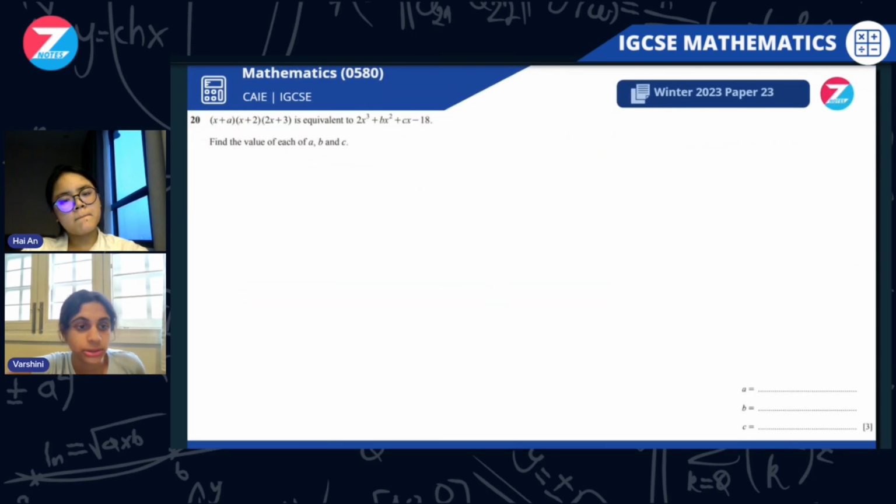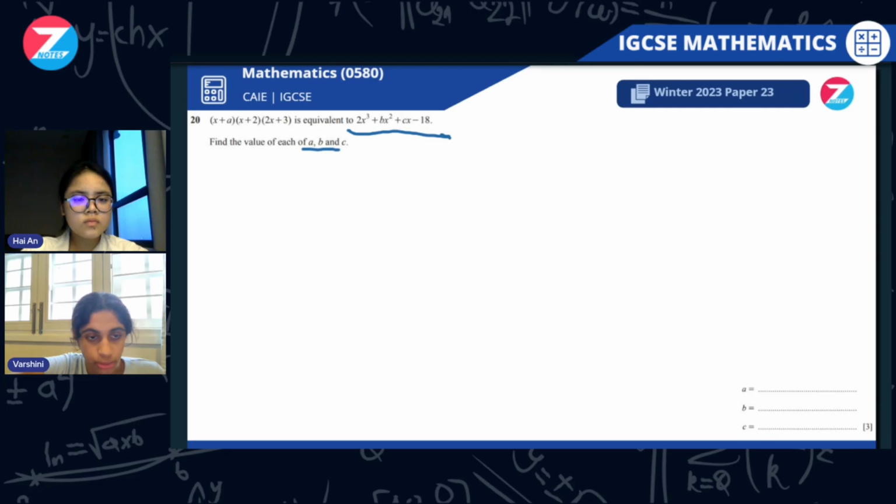Question 20. They've given us some equation and they've said it's equivalent to some other equation they've given us. So find the value of each of a, b, and c. Let's expand the equation by multiplying out everything. First let's multiply x plus a into x plus 2. So x is going to multiply into x and into 2, and a is also going to multiply into x.